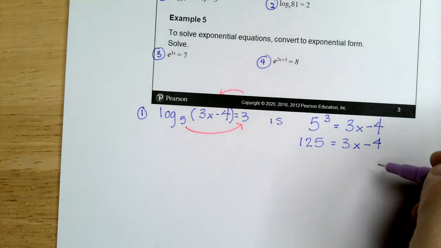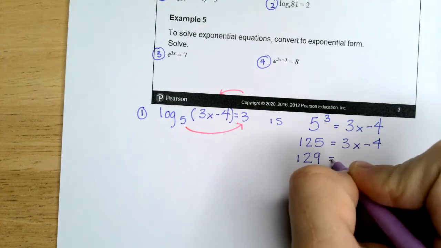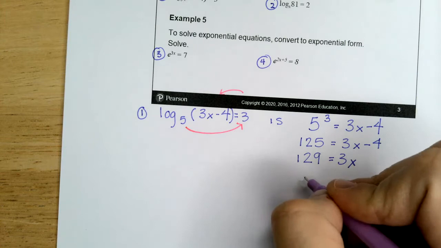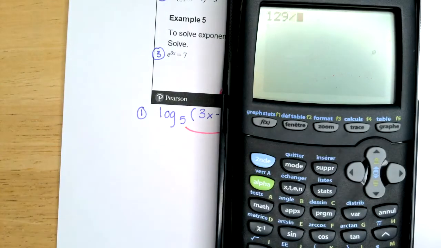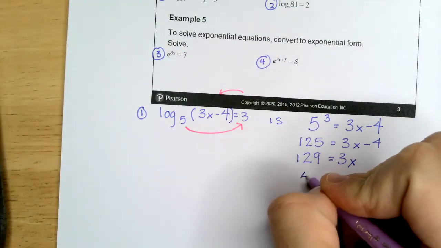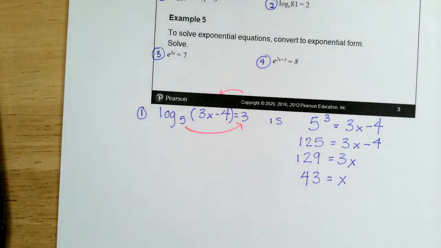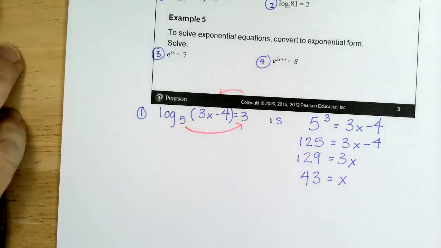Good. I'm going to add 4 to the 125, get 129. And then I'm going to divide 129 by 3 and get 43. Good. I can go back and I can put that into my equation to check it.